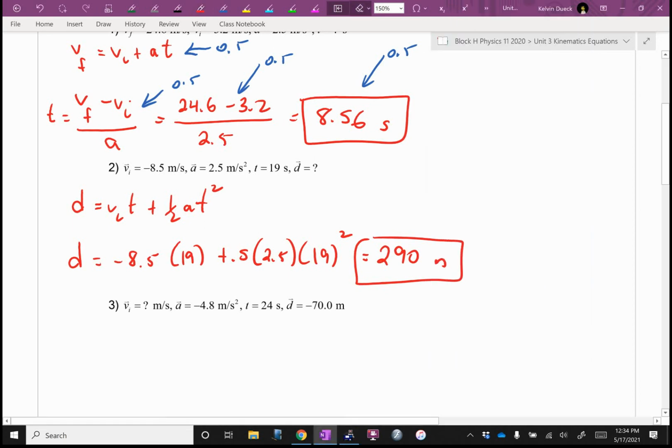Okay? And again, this time I would give you 1 whole mark for that because by finding the equation, you automatically got the D by itself. Half mark for the numbers. Half mark for the answer.